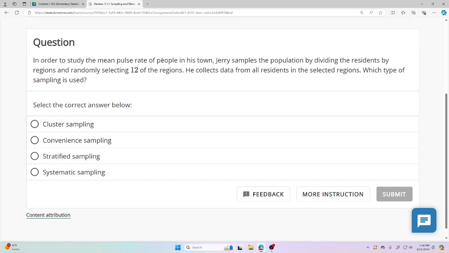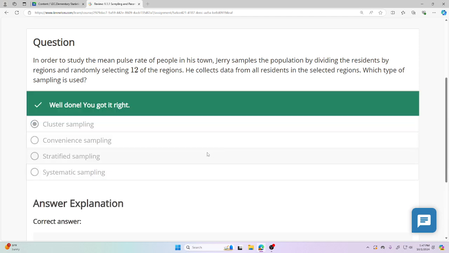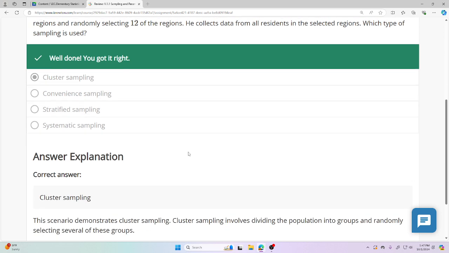In order to study the mean pulse rate, studied the population by dividing residents into regions, randomly select 12 regions, and survey all the people in those regions. So he's breaking it up into different physical locations, and then he's going to everybody from there. What would it be? Literally just saw this. I'm thinking cluster again. But you know what's going on here? You should definitely know all 4 of these for sure. Write these down. If you don't know them by heart, definitely at least put something down or maybe a little English sentence. This is the stuff that I don't remember. This is the stuff that you need to put down on note cards for sure.